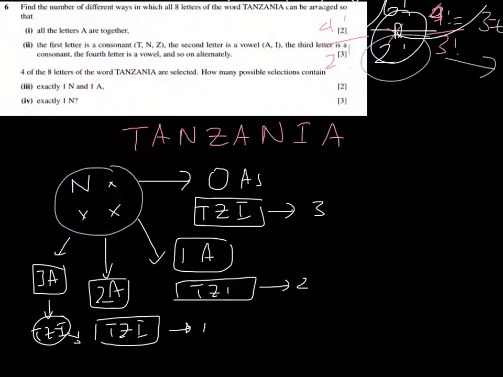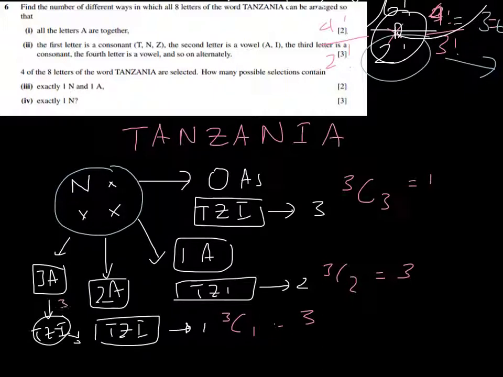Okay, so if we go back through and look at what we've got, if I've got 0 A's and I'm selecting 3 out of 3, that's just 3C3, so that equals 1. Okay, if I'm selecting 2 out of 3 here, that's 3C2, and that comes out to be 3. If I'm selecting 1 out of the group, 3C1, that also comes out to be 3. And if I'm selecting none out of that, so 3C0, that also comes out to be 1. Okay, so I get 1 plus 3 plus 3 plus 1, so that ends up being 8 ways in total.